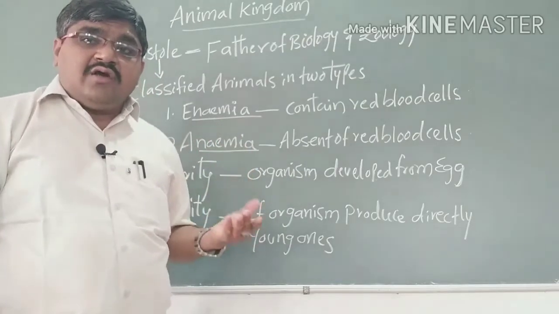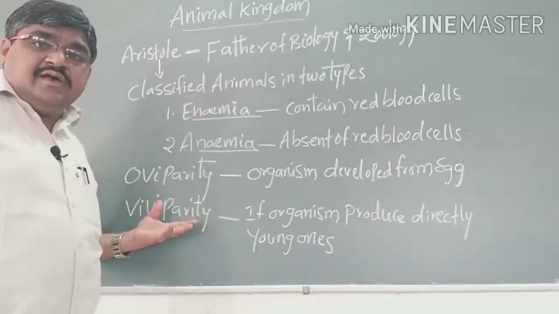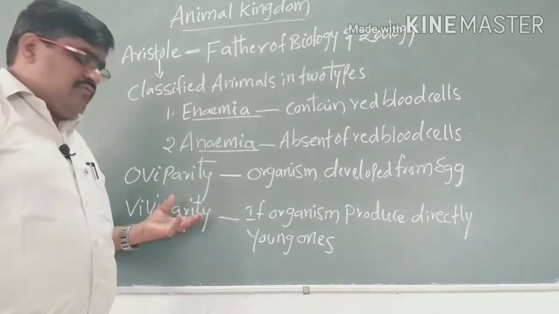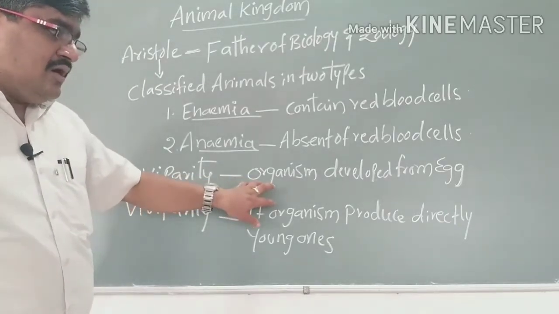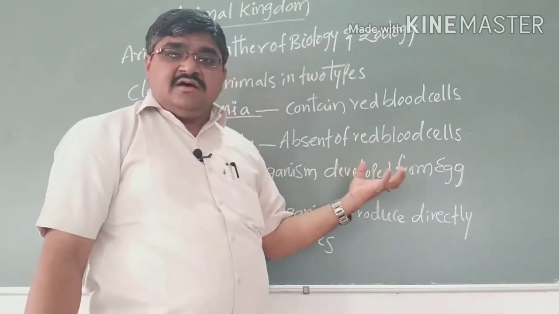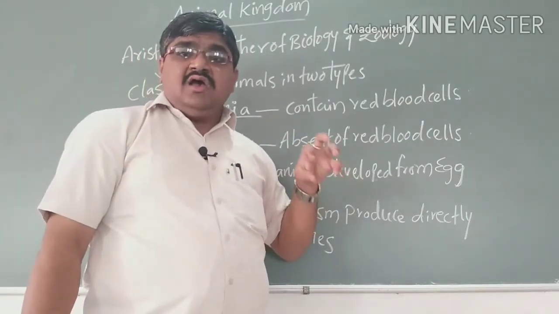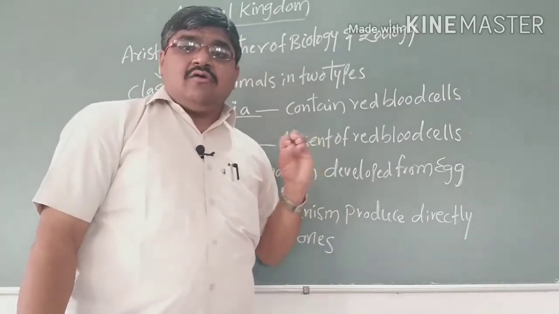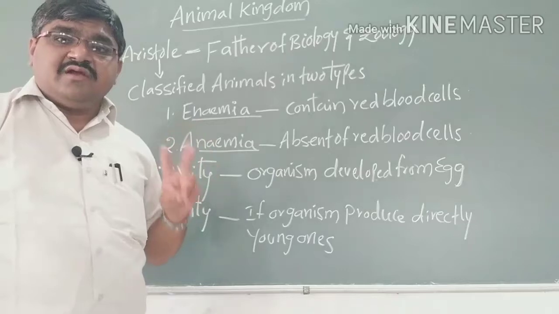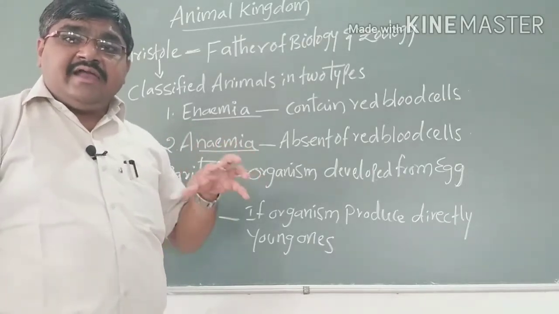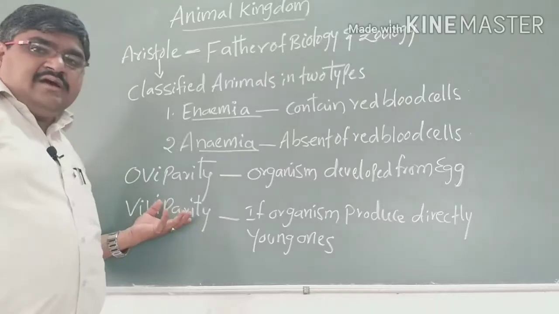Such organisms which produce young ones directly are called viviparities or viviparas, or we can use the word viviparity. And oviparity means the organisms produce eggs, and from the hatching of the eggs they produce young ones. Such organisms are called oviparities or oviparas. So Aristotle classified animals, based on the presence of red blood cells, into anemia and anemia, and based on the egg, into oviparity and viviparity.